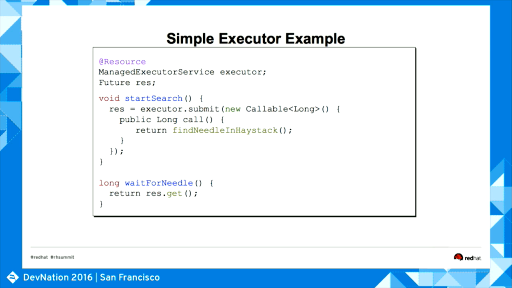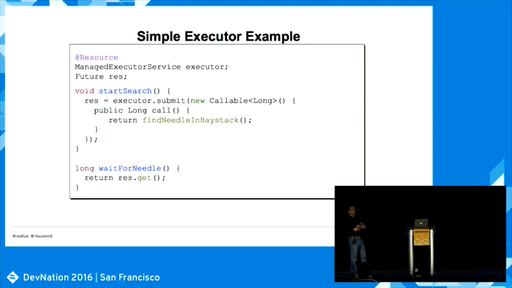So for example, that's how you can do some background execution. You have a managed executor, and you inject it with a resource annotation. In this example, you are in an EJB, and you want to do some background job that might take a lot of time. In this case, we want to find a needle in a haystack. So basically, you say to the executor, I submit to you this callable class, which calls our method, and I get back a future.